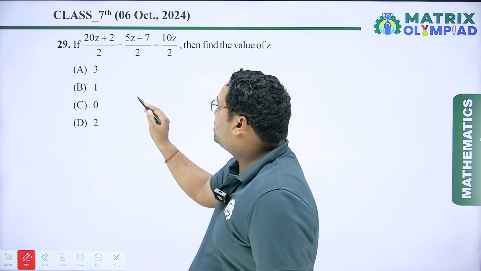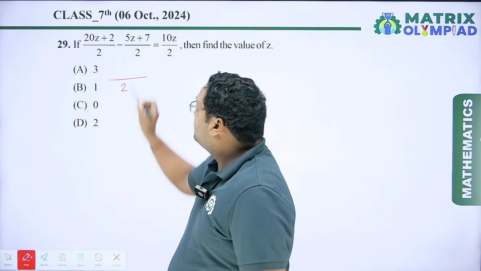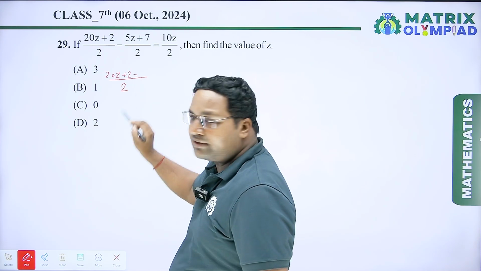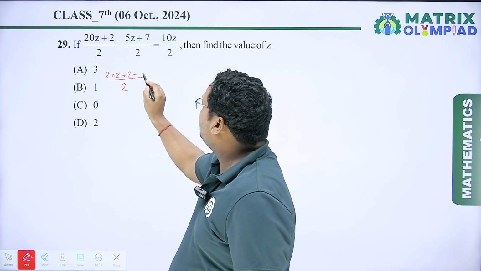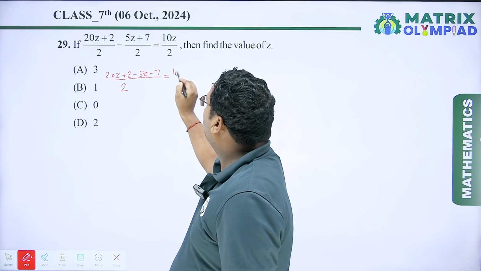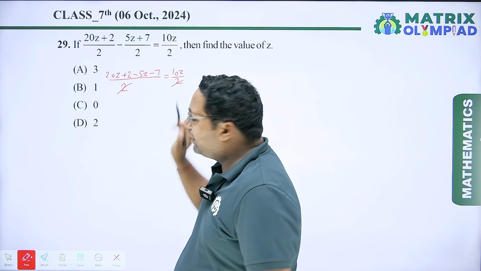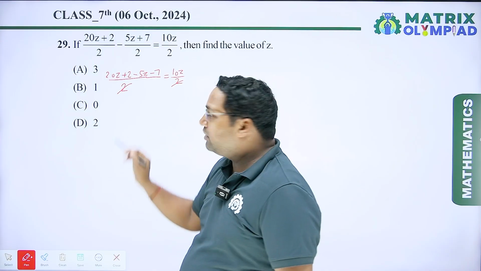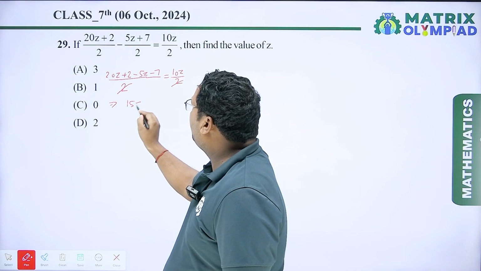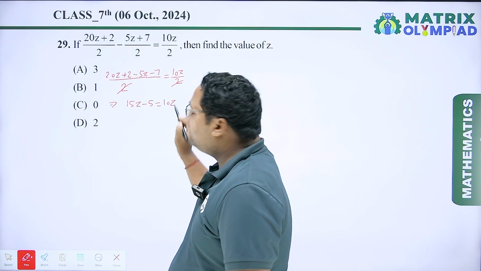So let's solve this equation. First we have to take LCM here. So LCM is 2. So here numerator is 20z plus 2 minus, and here a minus sign is there, so this sign will be changed. So it is 5z minus 7 is equal to 10z upon 2. In this equation, these two denominators are same, so 2 and 2 are cancelled out. Let's solve this part. So it is 20z minus 5z, it is 15z. 2 minus 7, it is minus 5, is equal to 10z.